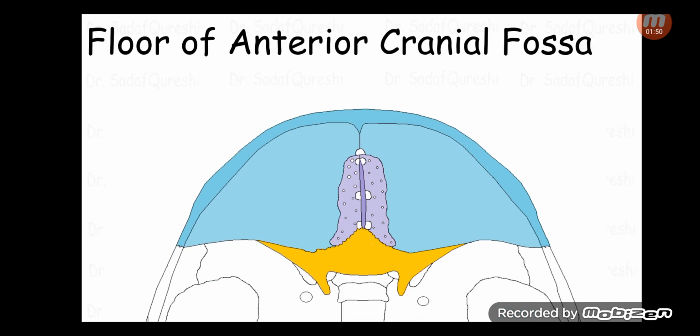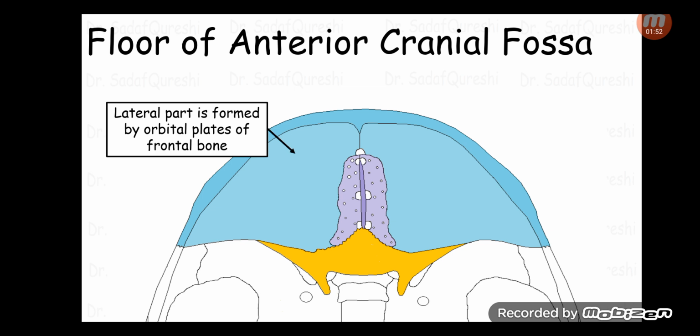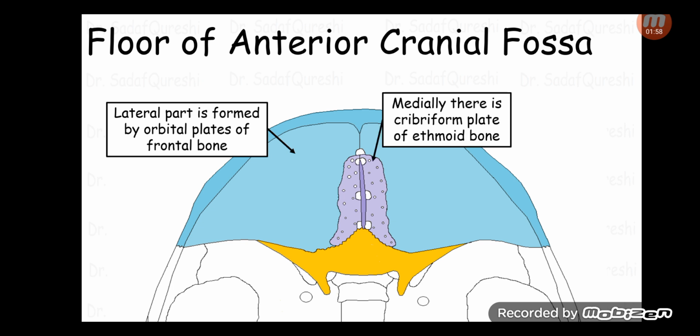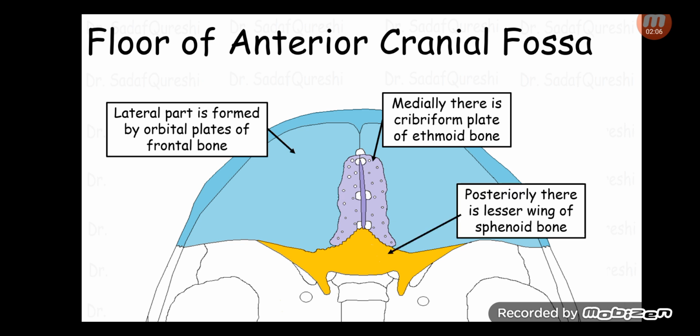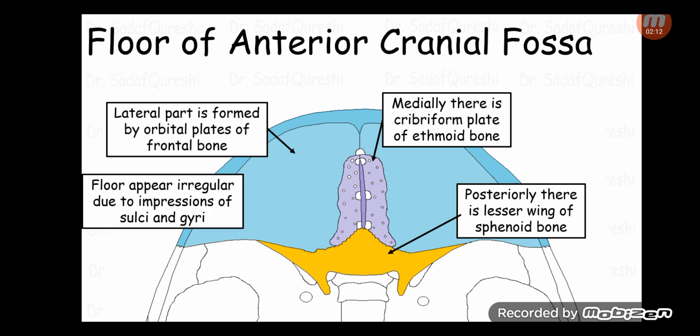Now we'll talk about floor of anterior cranial fossa. Floor of anterior cranial fossa is formed by orbital plates of frontal bone at the lateral portion, and in the medial portion it is formed by cribriform plate of ethmoid bone. Posteriorly, there is lesser wing of sphenoid that forms the little posterior part of floor of anterior cranial fossa. The floor appears irregular due to impression of sulci and gyri of the frontal lobe that is present in the anterior cranial fossa.